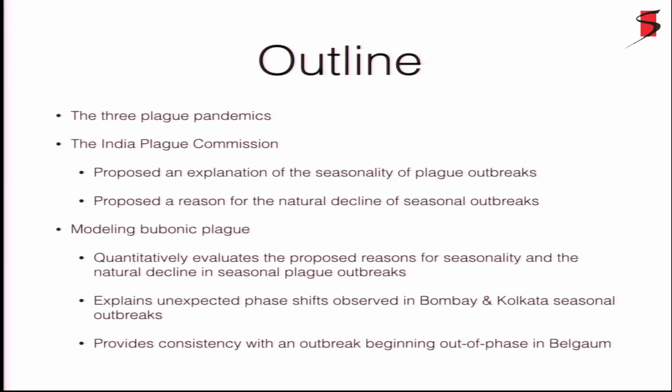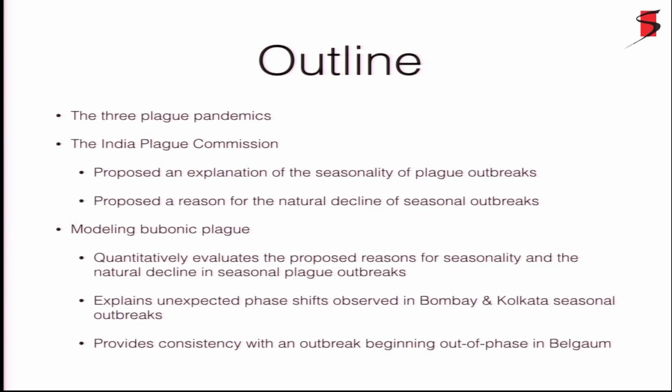First, they proposed an explanation for the seasonality of plague outbreaks. And second, they proposed a reason for the natural decline of seasonal outbreaks that happened over time whenever the plague outbreaks happened in particular cities. I'll explain the details of that as we go on.